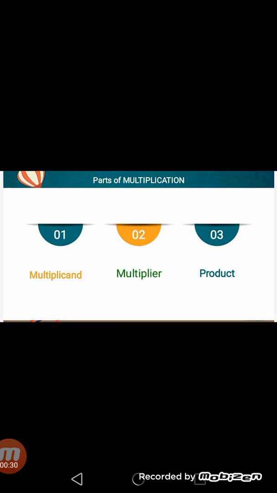Before starting questions from the exercise, let's revise some important points which we have learned in the previous class of multiplication. Multiplication has three parts. One is called multiplicand, the other is called multiplier, and the next one is called product. What is multiplicand? The number which is to be multiplied is called multiplicand, and the number by which it is multiplied is called multiplier, and the answer or the result of multiplication is called product.